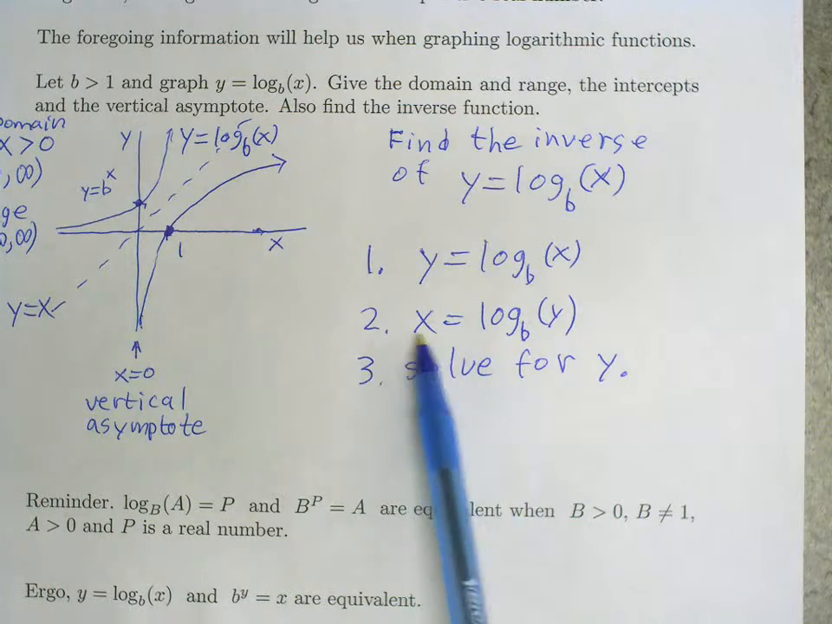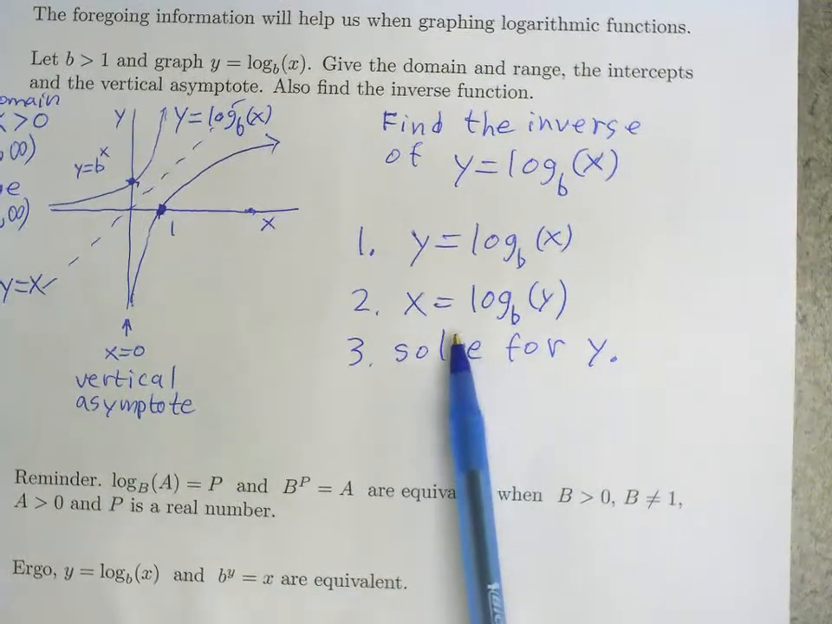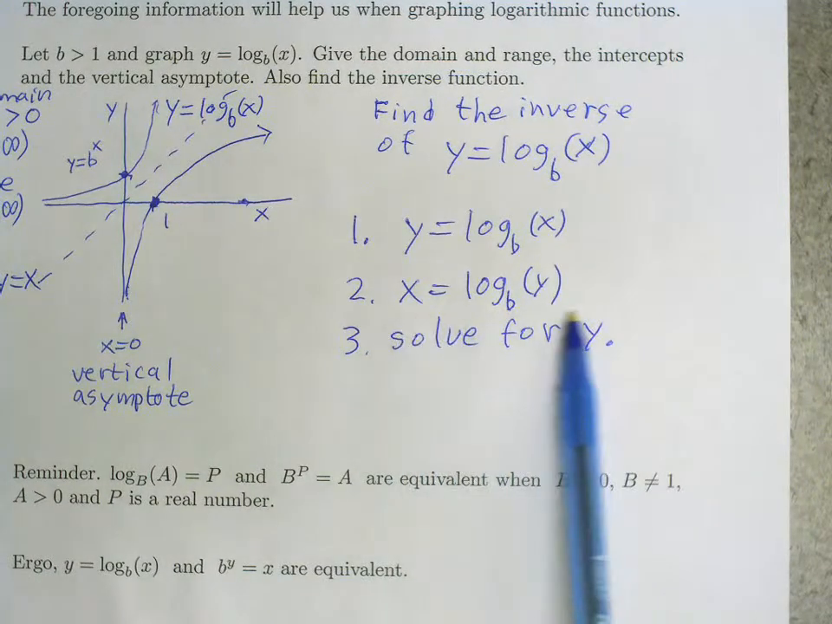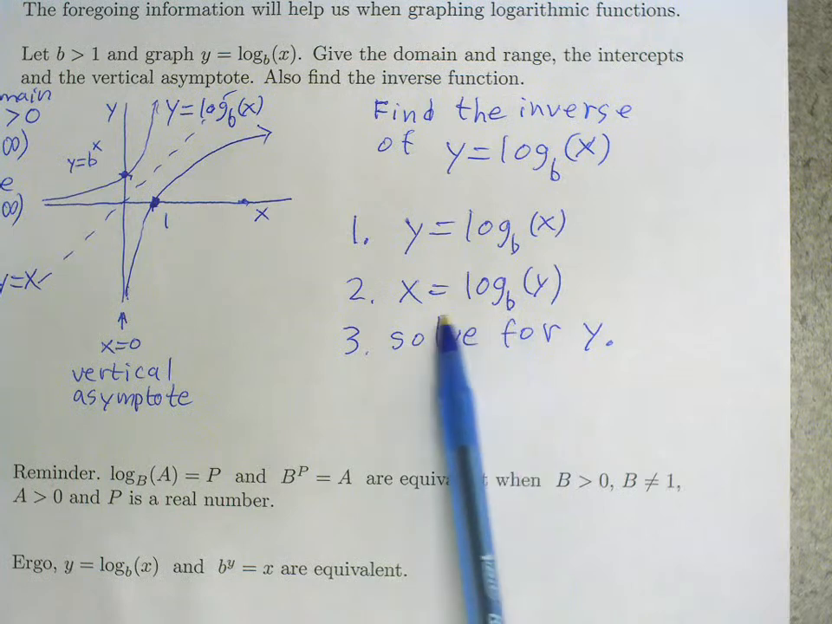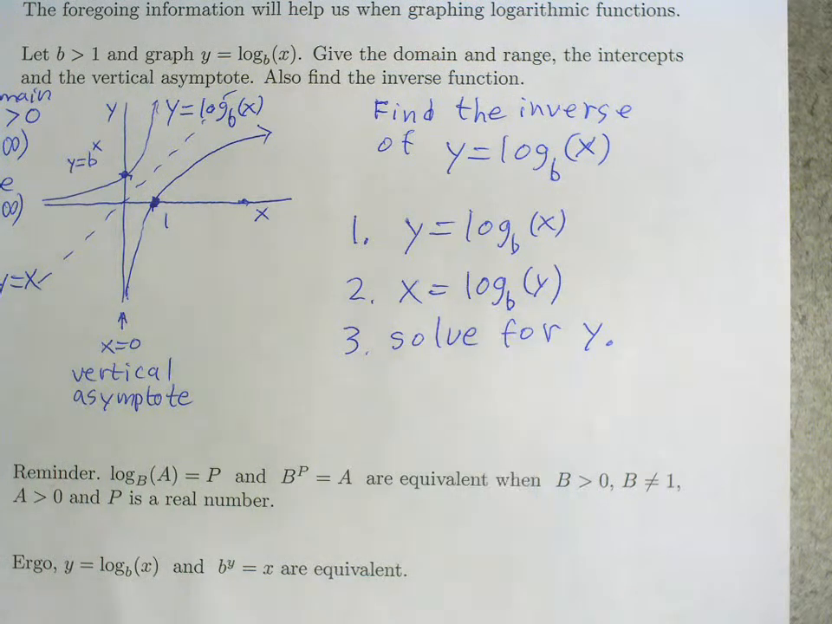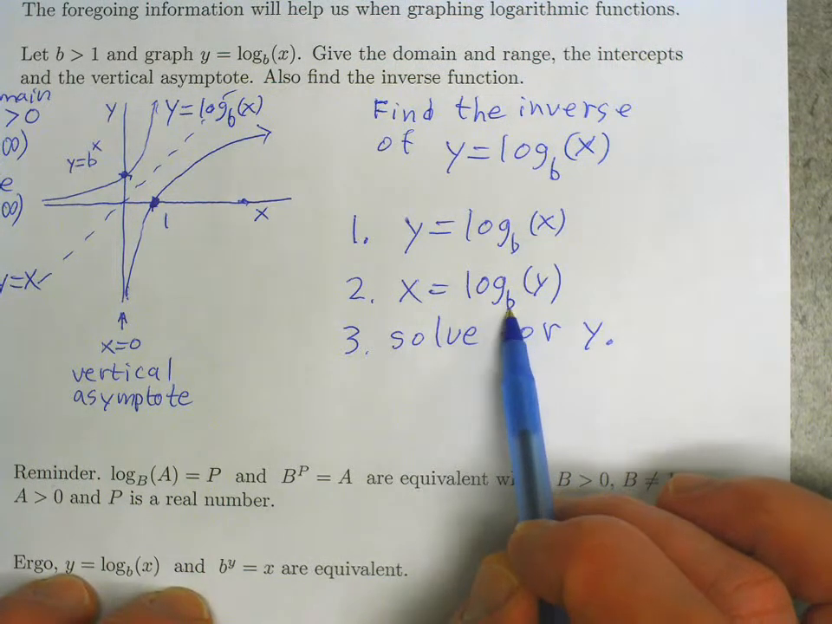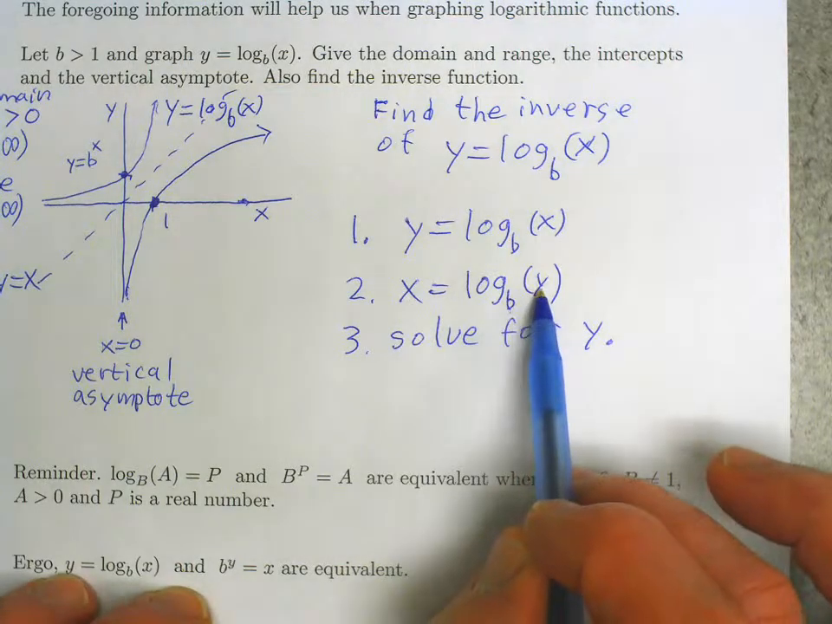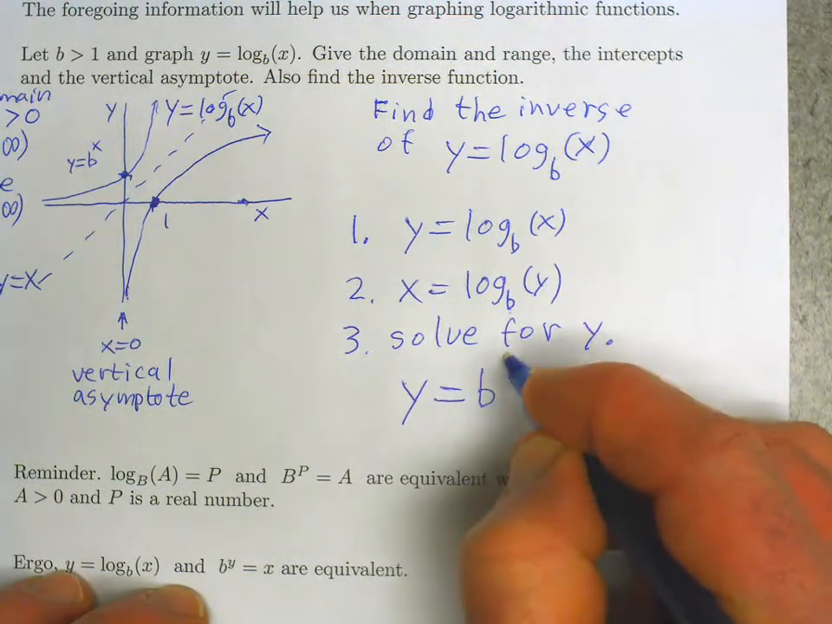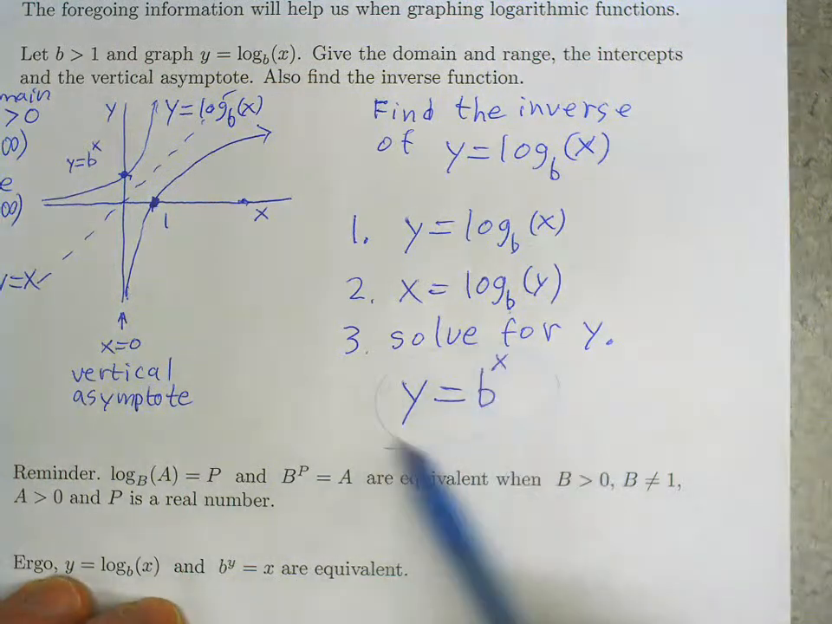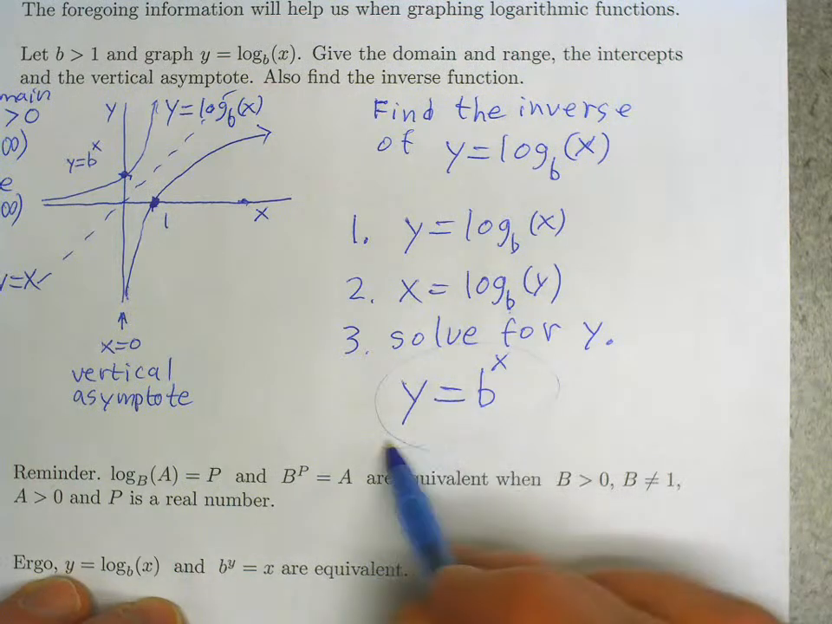Well, the only way that we know how to solve x equals log base b of y for y is to write down the exponential equation that is equivalent to this logarithmic equation. And we've practiced this a few times today. Okay, so the base is b, and b raised to the exponent x equals the argument y. So in other words, y equals b to the x. This is what I get when I solve this logarithmic equation for y. So this is the inverse.